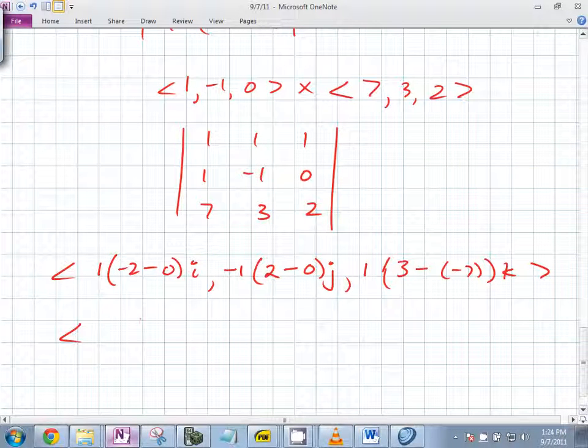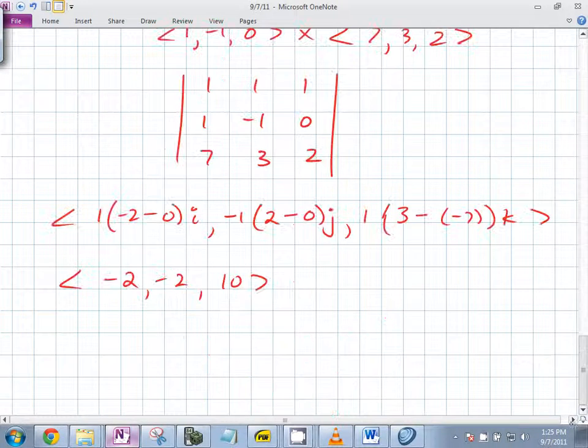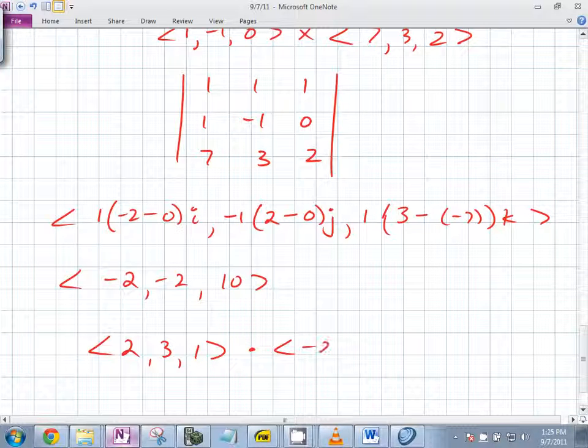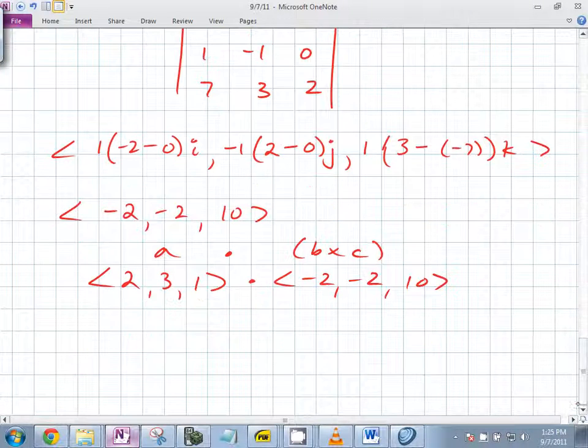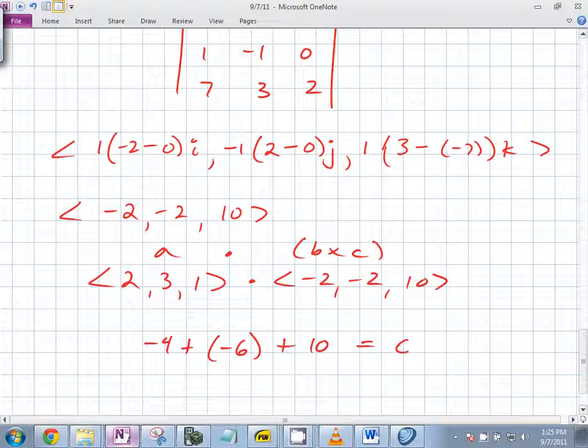So what does that come out to be? 2, -2, and 10. So now you're dotting that with a. What's a? 2, 3, 1. So then you're doing 2, 3, 1 dot -2, -2, 10. And that's a dot, and this was b cross c right here. So what do you end up with? -4 plus -6 plus 10 is equal to? So the volume is the magnitude of that, which is absolute, which is 0. So therefore, these 3 points have to be coplanar.